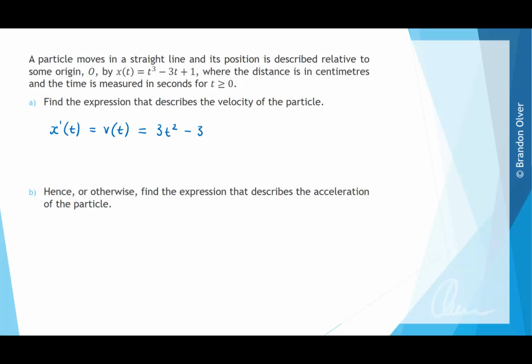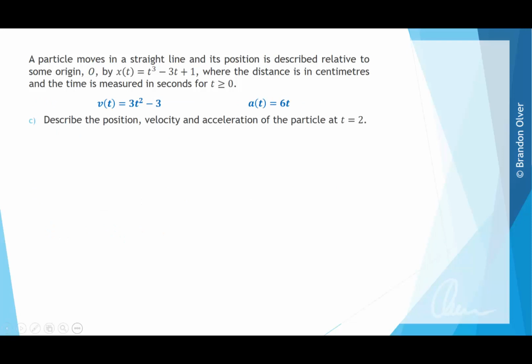For part B, we want to find the expression that describes the acceleration of the particle. So by taking the derivative of the velocity, v dashed of t, we find an expression for a of t, the acceleration, and that's going to equal, using our power out the front, 1 off the power rule, just 6t. So for part A, we found an expression for the velocity, and for part B, we found an expression for the acceleration of this particle.